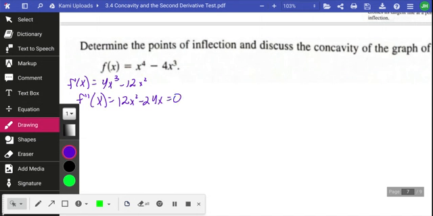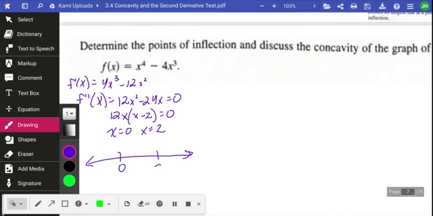And we need to figure out where it's going to change. And so we will factor this. I'm going to factor out 12x. And it'll leave me with x minus 2 equals 0. So I'll get x equals 0 and x equals 2. And I will put those on my number line, 0, 2. You need some test values, so I'll choose -1, 1, and 3 in between them. And I'll plug those in.